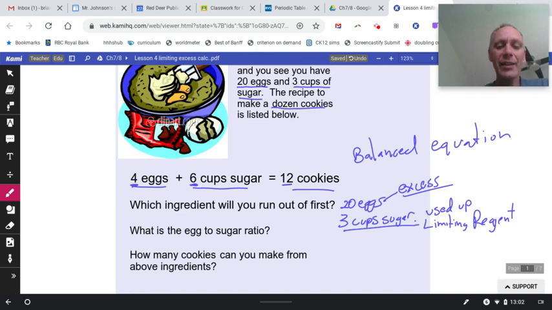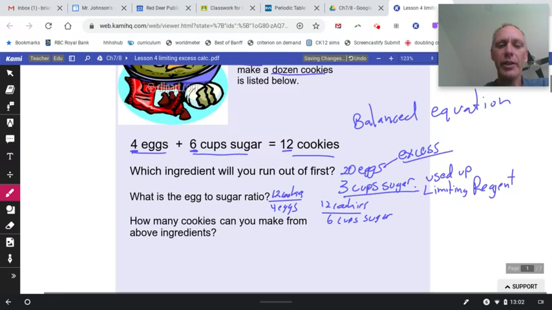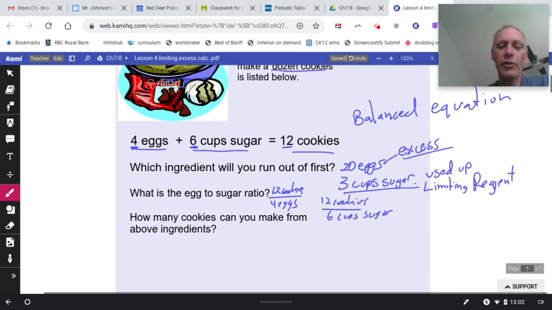Okay, what is the egg to sugar ratio? So this is like a molar ratio from a chemical equation. And so it is 12 cookies uses up 4 eggs, or 12 cookies uses up 6 cups of sugar. So those are our molar ratios for this balanced equation. So we're going to try and figure out how many cookies we could actually make if we have 3 cups of sugar and 20 eggs.